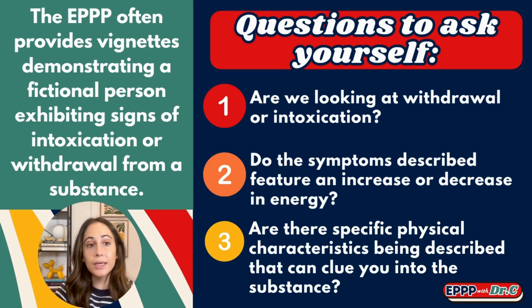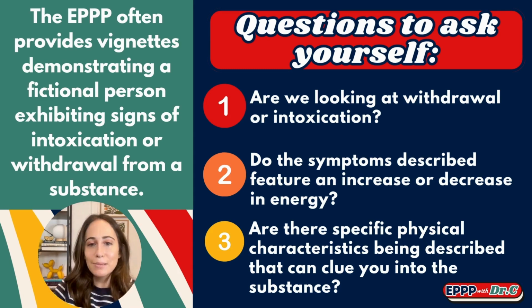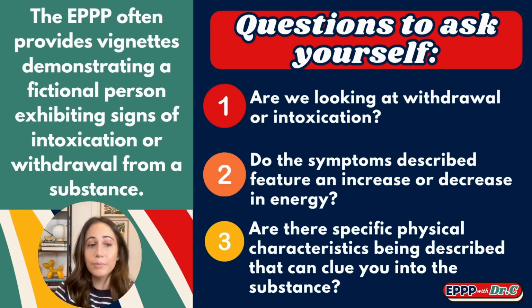So the EPPP is going to give you probably a vignette or two or three, regardless, that really demonstrates and describes a person who is displaying signs or symptoms of a particular substance, and it's either intoxication, meaning they ingested the substance, or withdrawal, meaning that the body has metabolized the substance and there are physical withdrawal symptoms. So these vignettes can be really tricky.